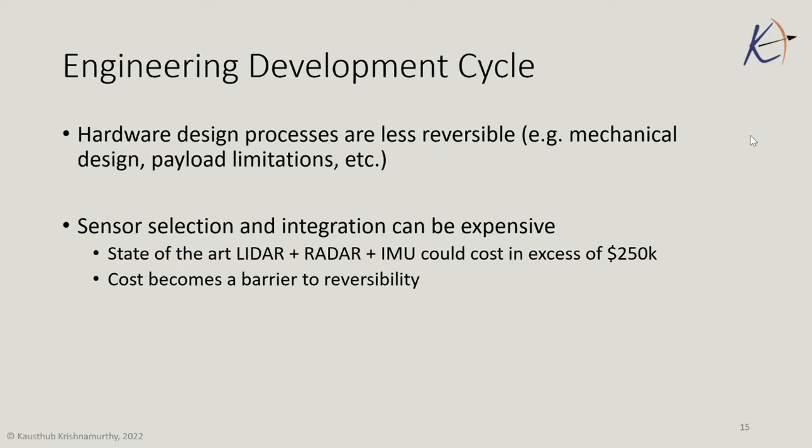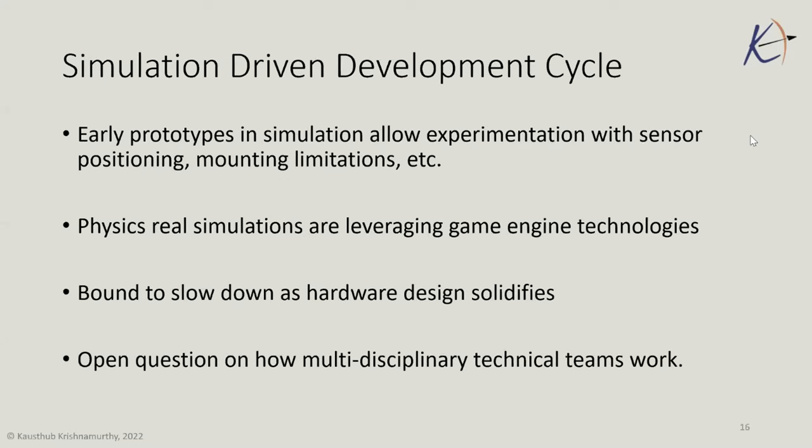Once you've made those decisions, it's very hard to reverse them, especially because if you look at a state-of-the-art LiDAR, radar, IMU system, I've seen that cost $250,000 Australian dollars, right? These are not cheap sensors, and it's really quite difficult to make them any cheaper. And it's really quite difficult to buy them any cheaper as well. So that's one of the falling points of fitting this into an engineering development cycle that's more multidisciplinary and has more moving parts to it than a strictly software deployment, right?